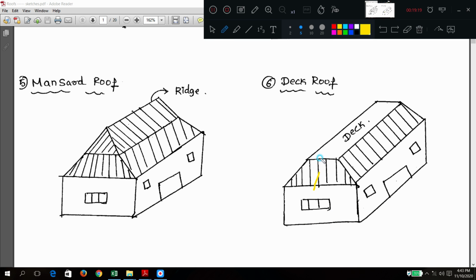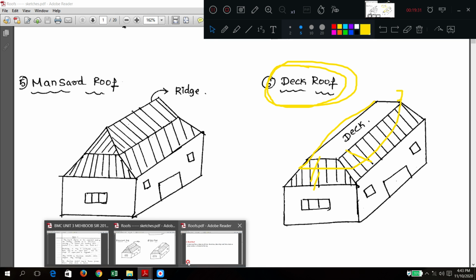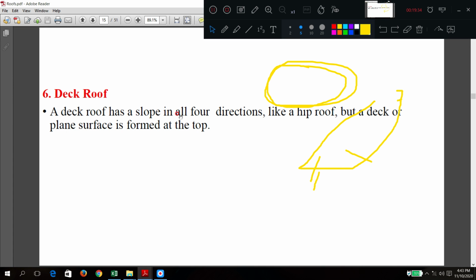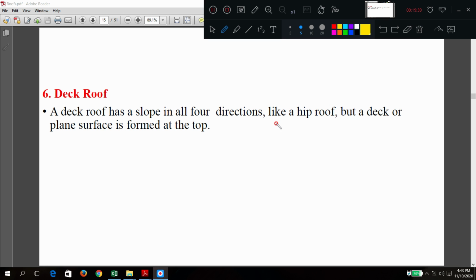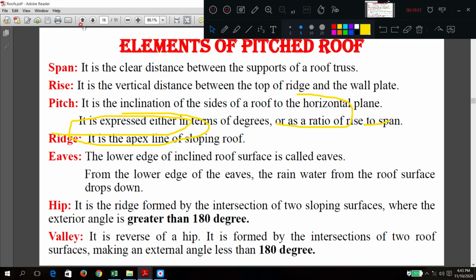Deck roof. So it has got four side slopes, but on the top it is flat. So this is called a deck roof. So what is the statement here? In the deck roof, it has slope in all four directions, like a hip roof, but a deck or a plane surface is there on top. So this is a typical deck roof. This one we will discuss in the next class.